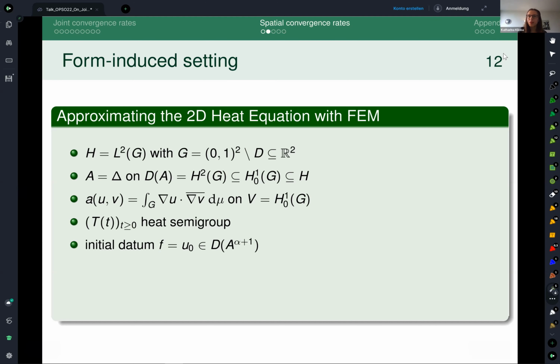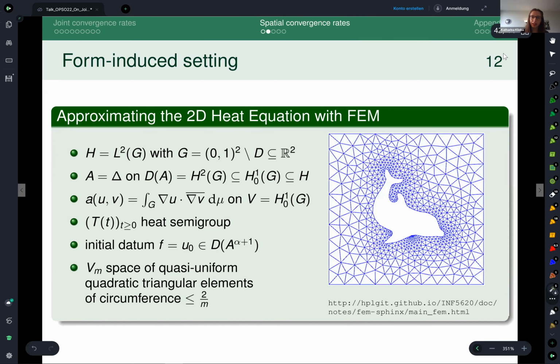And of course, we need an approximating space Vn. And that can be done by any finite element space. Let's take the quasi-uniform finite element space of quadratic triangular elements. So on each of these small triangles you see, we will approximate by a quadratic polynomial. And of course, they should depend on m. So the circumference of each triangle should be at most 2 over m.